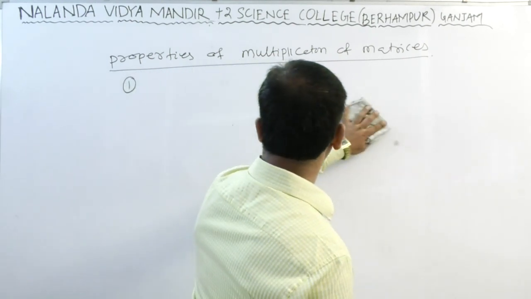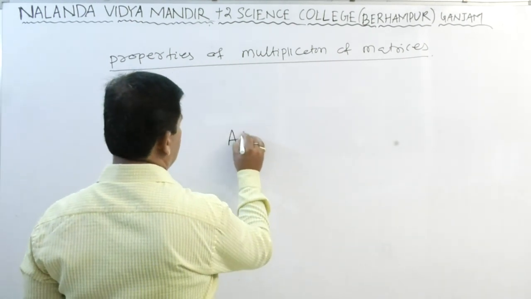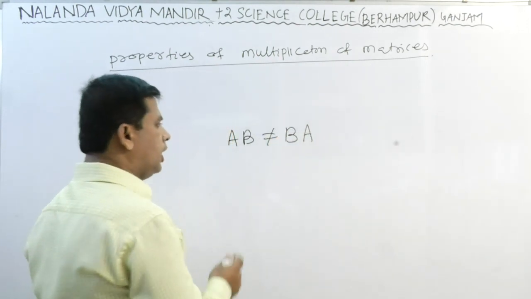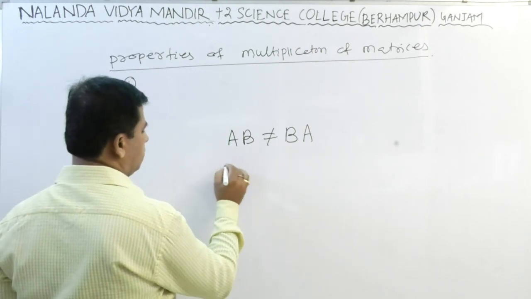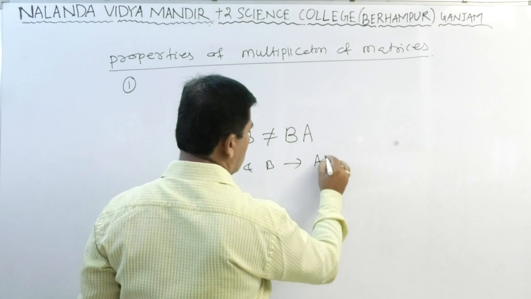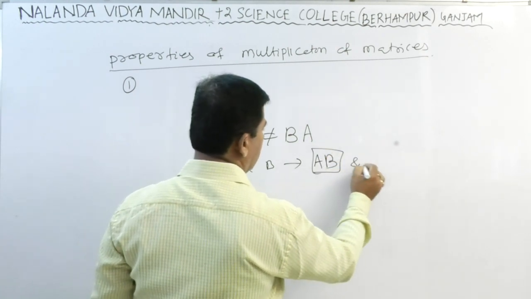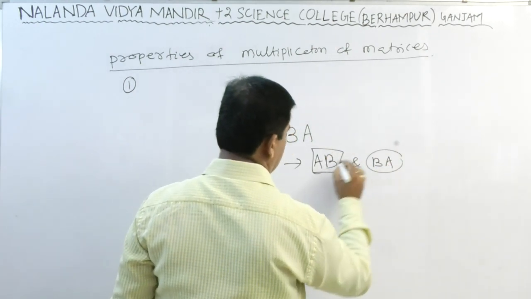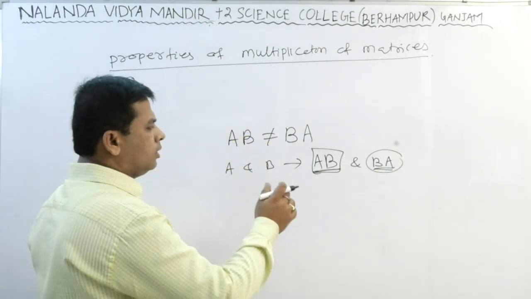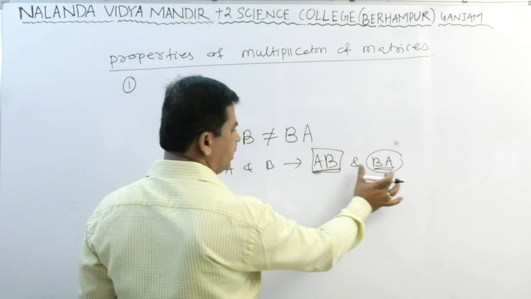Therefore, generally A into B is not equal to B into A. Even if you define matrices A and B such that both AB and BA are defined, in general AB is not equal to BA.